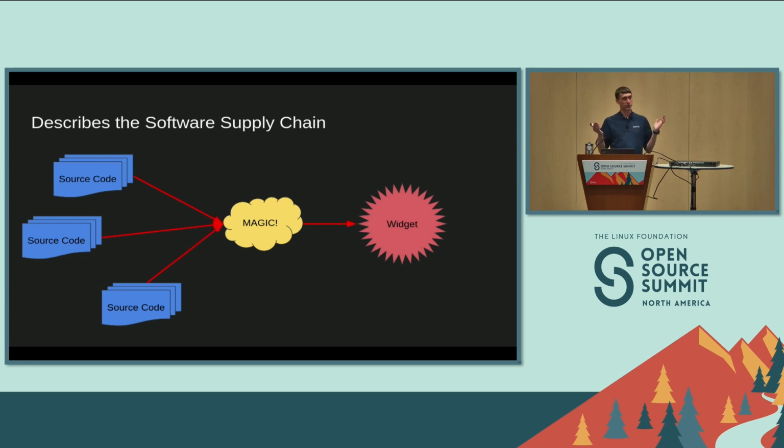So SBoMs can be used to describe the software supply chain. For embedded build systems, or just about any build system, this is generally how we use it, right? We've got a pile of source code here on the left, and we chuck it all into our magic box, and it spits out the widget, and that goes further on down the pipeline, or we ship it to our customers, or whatever it is, right?